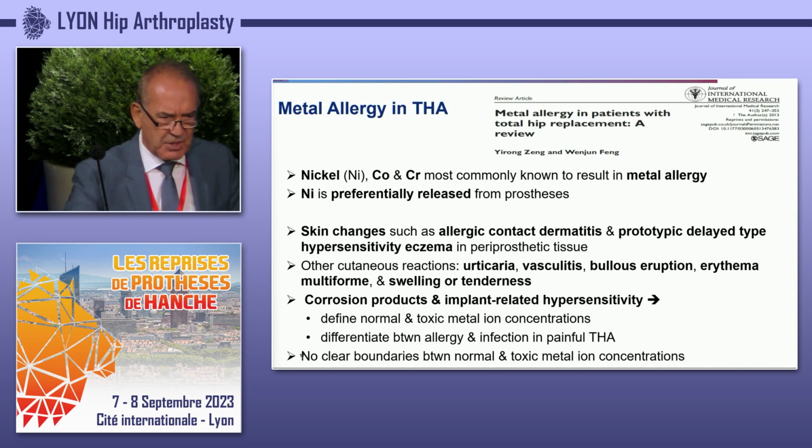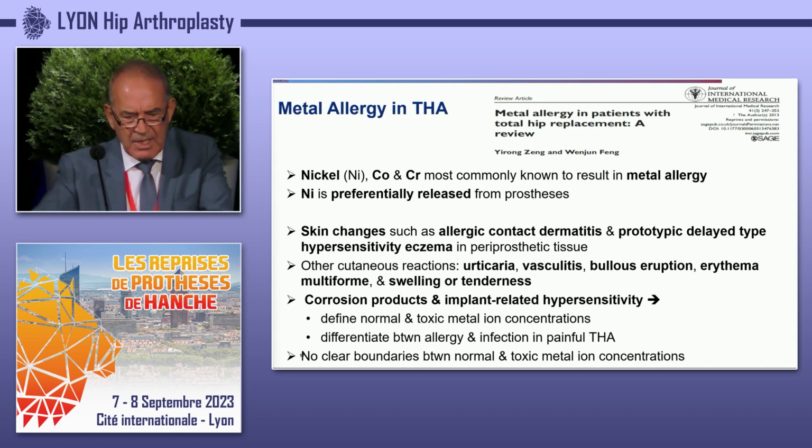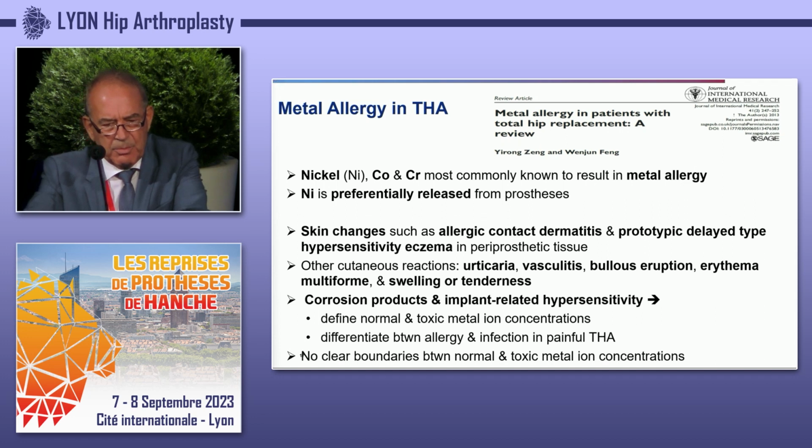What about the metal allergy? There is a lot of discussion about metal allergy. Nickel, cobalt, and chromium are known as allergic components, especially the nickel, which has a preferential release from the prosthesis. So the skin changes: it's allergic, such as allergic contact dermatitis or prototypic delayed type hypersensitivity eczema in the periprosthetic tissue. And other cutaneous reactions are urticaria, vasculitis, erythema, swelling, and tenderness.